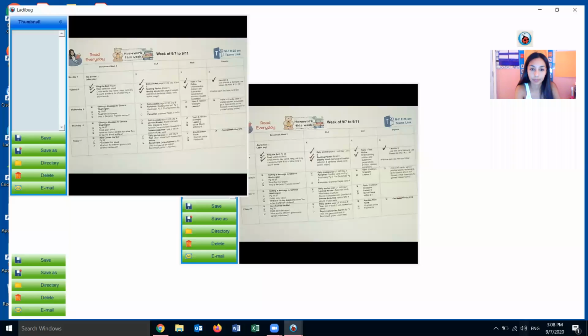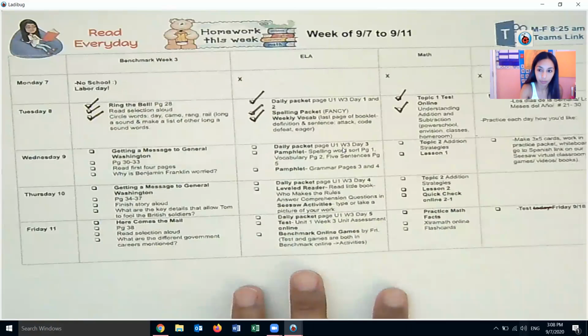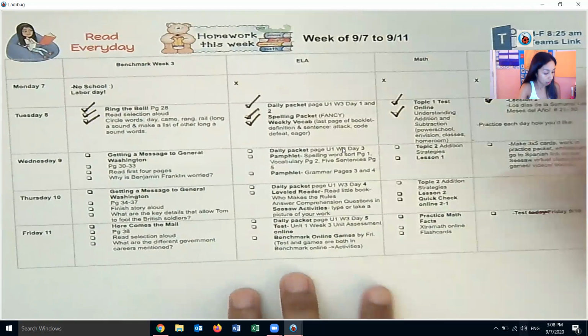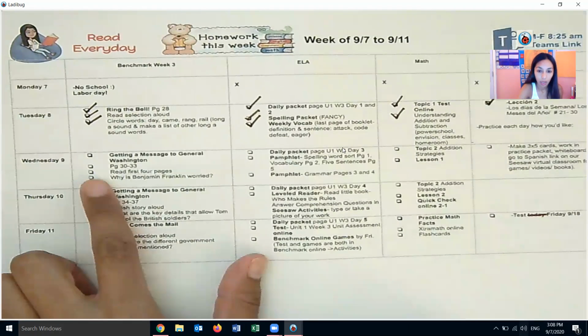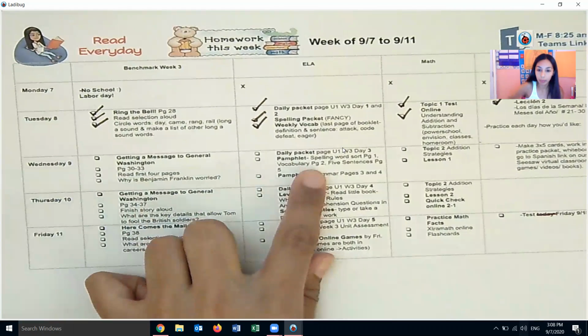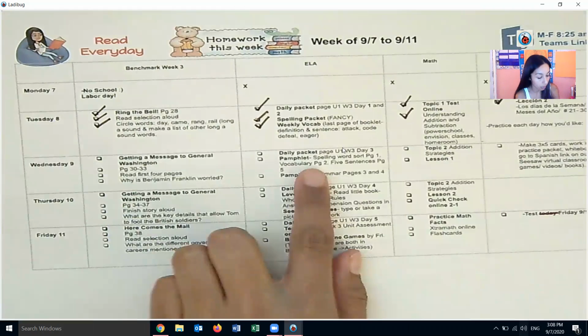This is for Wednesday, September 9th. Let me share my screen so you can see today's assignments and what is due at the end of today. So Wednesday, September 9th, I'm going to start here with our daily packet. Today we just need to do one page.